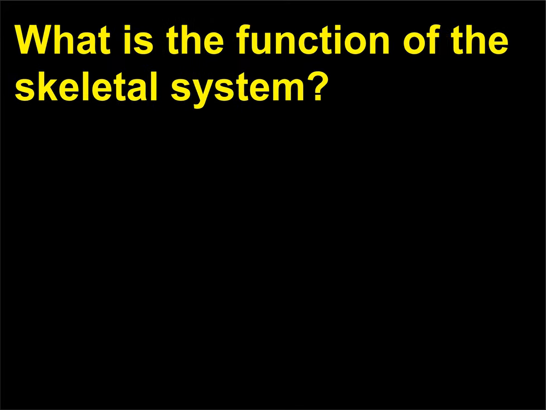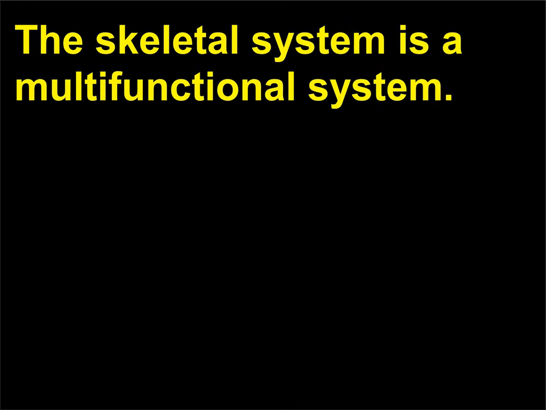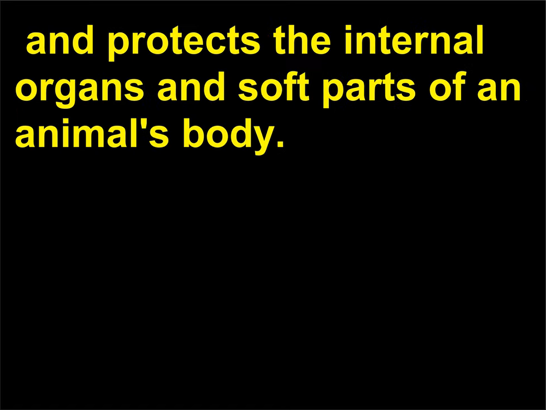What is the function of the skeletal system? The skeletal system is a multifunctional system. The skeletal system provides support, allows an animal to move, and protects the internal organs and soft parts of an animal's body.